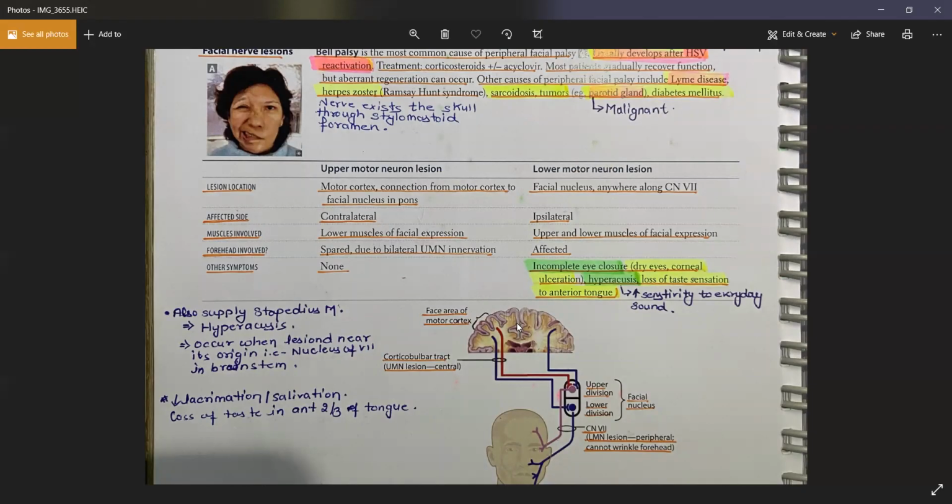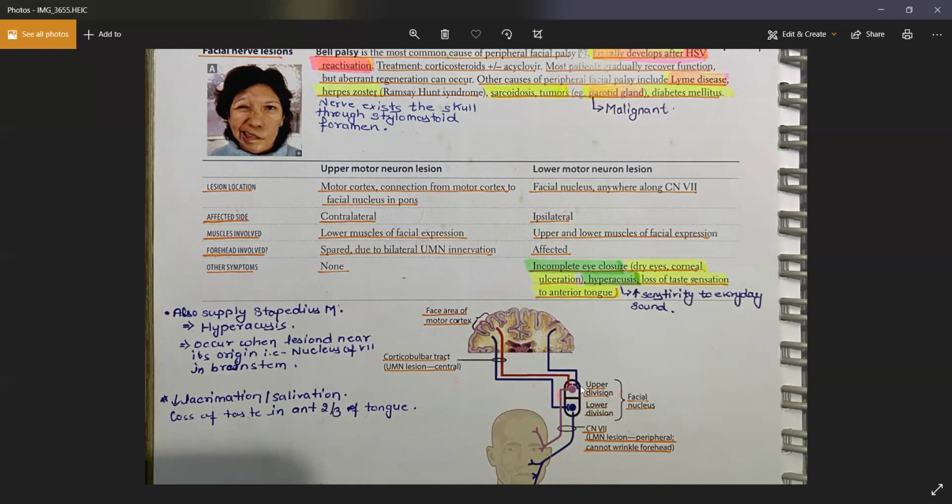It is because the primary motor cortex is present in my forebrain, right? So the fibers from the primary motor cortex run down and supply my pons. And these fibers are known as the upper motor neuron fibers, right? So they come and reach the pons at the nucleus of my seventh nerve. And from the nucleus of my seventh nerve, the real facial nerve originates.